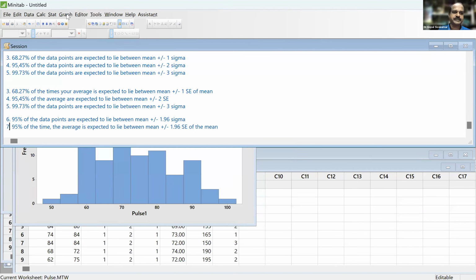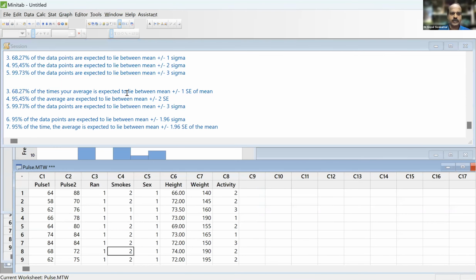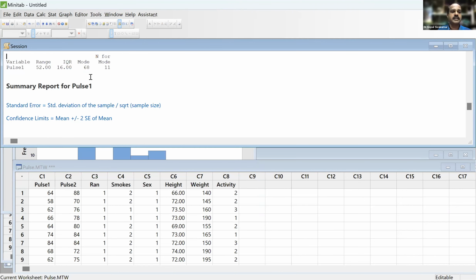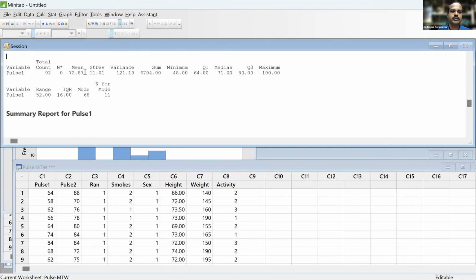Now come here. See here. The same pulse rate. What is the mean and standard deviation? Please remember. Mean pulse rate is how much? 72.87. All of you, please note this. I will be asking you, you have to tell me. And then standard deviation is 11.01.